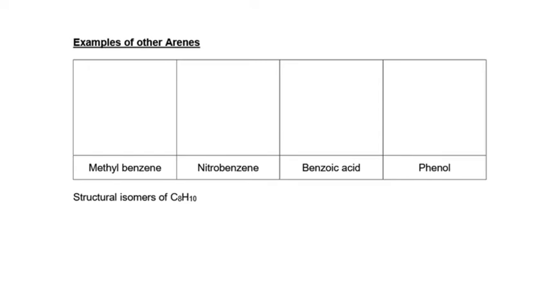So in this video what we're going to have a look at is naming benzene containing compounds. So we've got a few to have a go at. We've got methyl benzene. So when we do that, remember when you're drawing or naming, you look at the stem first, and the stem is benzene, so we draw benzene.